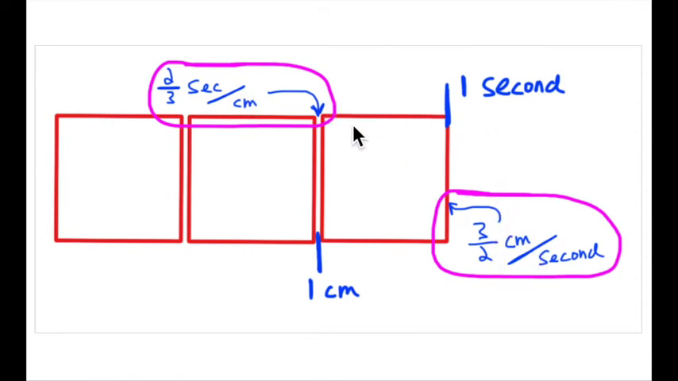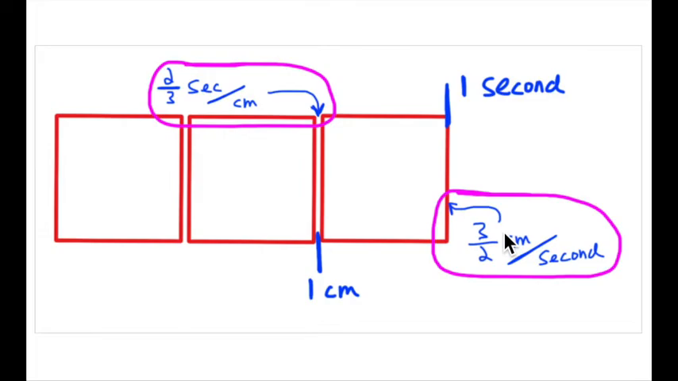All right, so let me try to say this briefly. How long does it take to travel 1 centimeter? It takes 2/3 of a second. That's its pace. How far does it travel in 1 second? It travels 3/2 centimeters in that 1 second. That is the bug's speed.